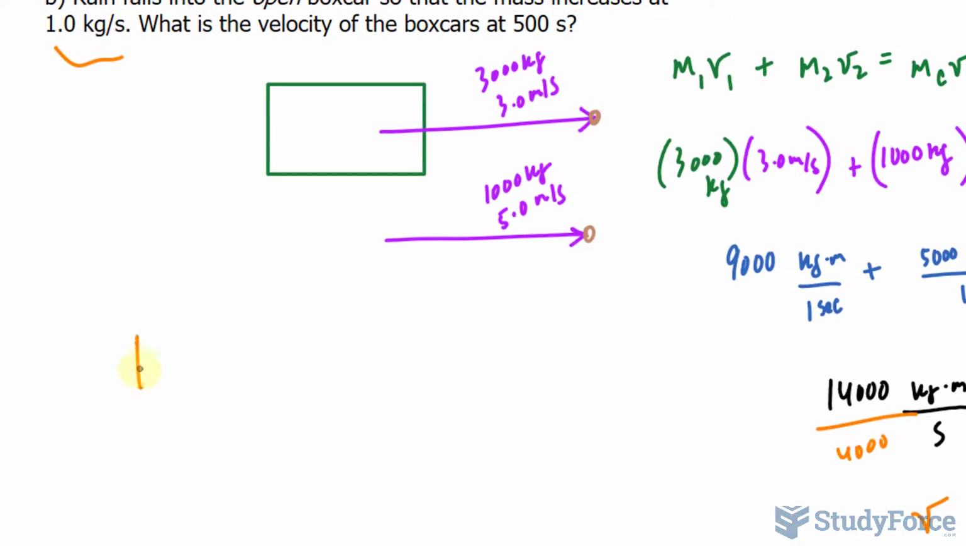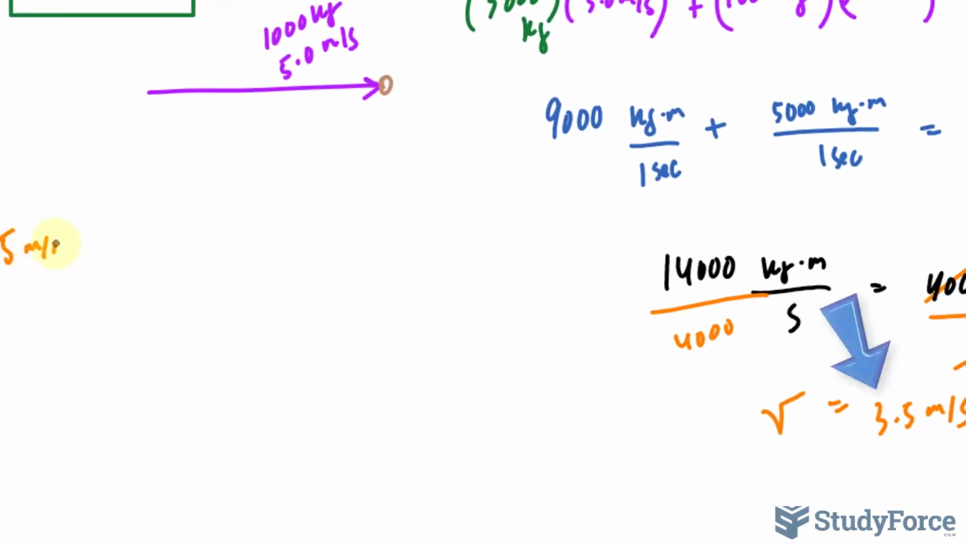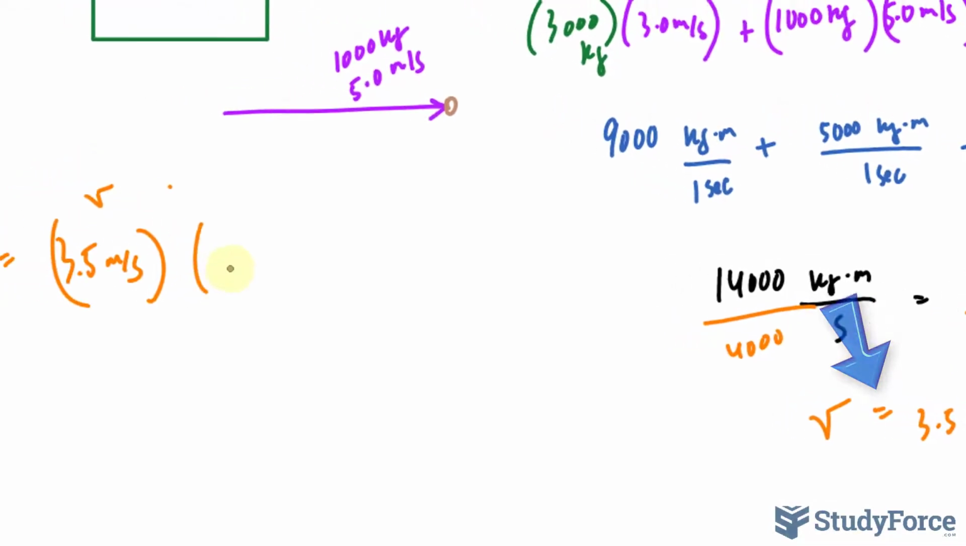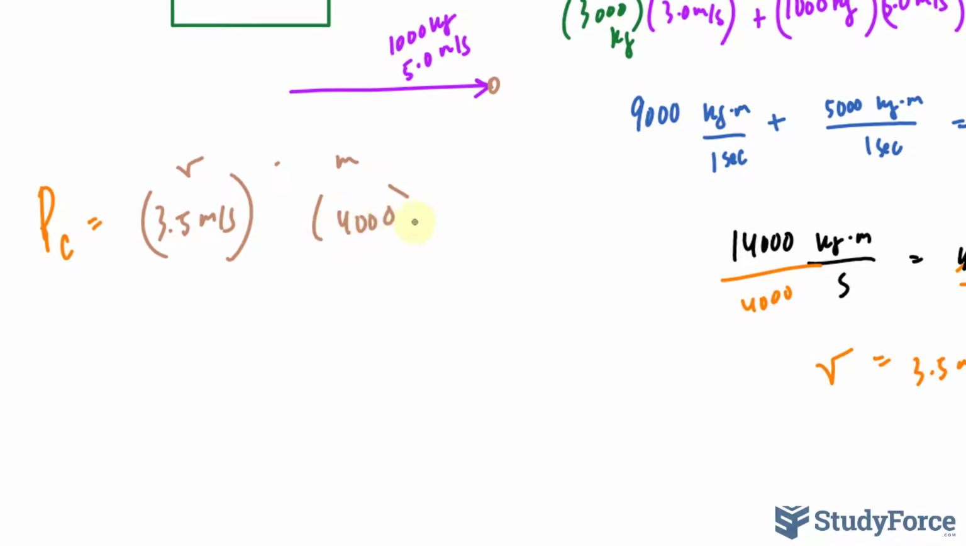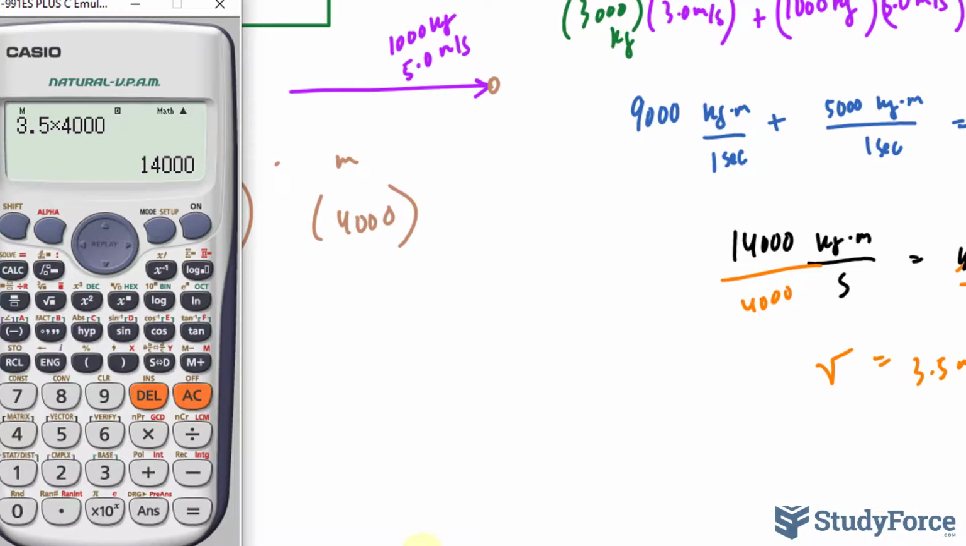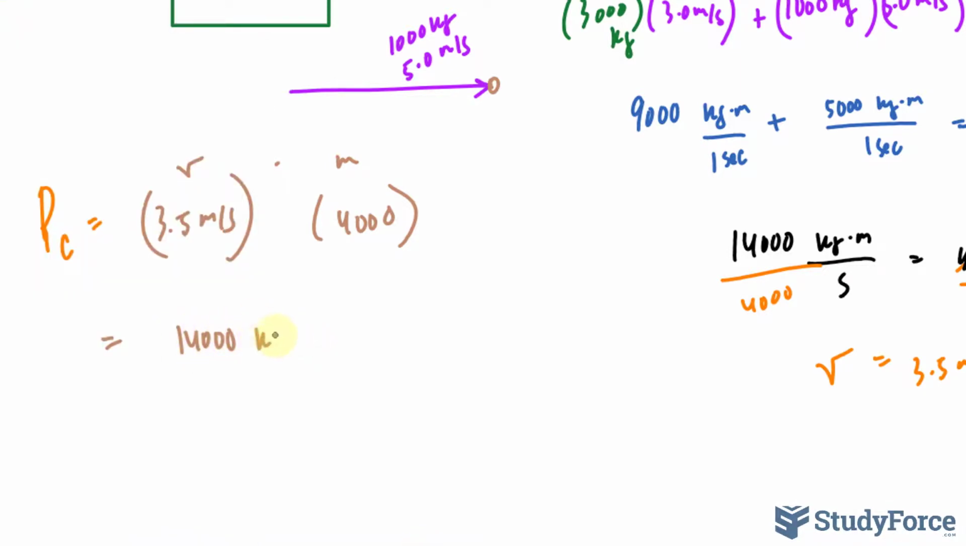So first of all, let's calculate the momentum of the boxcar once they're combined. So the momentum of the combined system here was what we found as 3.5 meters per second. So the velocity times the mass. Remember, the mass of the first one was 3,000 and 1,000. That makes 4,000. So let's multiply these out. 3.5 times 4,000 makes 14,000 kilograms. Forgot the unit here, kg. Kilograms times meters per second. So that is the momentum for the combined boxcars.